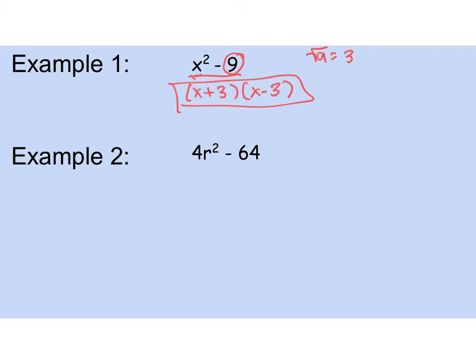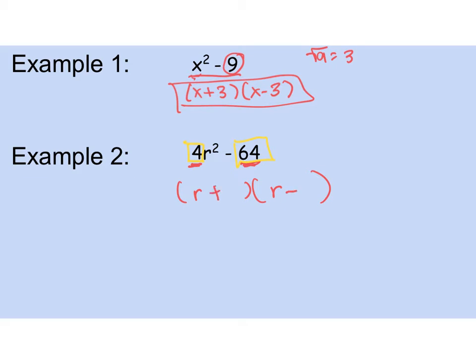Difference of two squares. Now we have a lead coefficient of 4r squared, and then a constant of 64. So now we're going to have to take two square roots. Let's place in our r's. We are going to take the square root of 4 as well as the square root of 64. Remember, the difference of two squares will always have one plus and one minus.